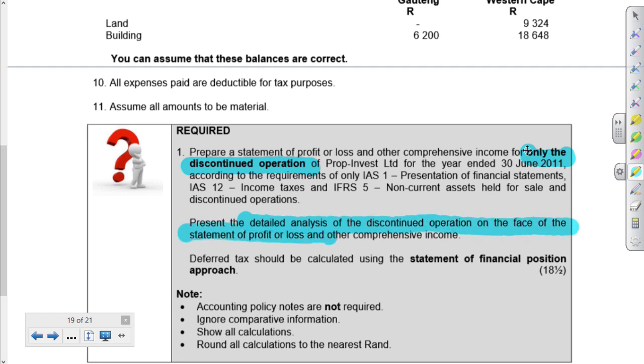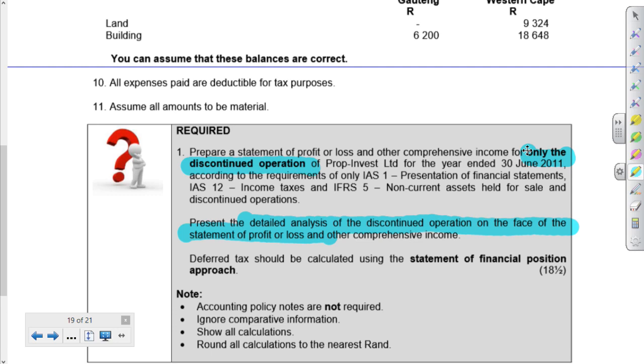Remember I said to you there's the option to show a face or to show one line and a note. They want you to do it on the face. Normally that is how they want it. And they say that you should calculate deferred tax using the statement of financial position. But I don't think you need to do that, because if you can get a number, that's all it is. Hey, it's a tax number and it's 1 mark. All right, so that's worth 18.5 marks.